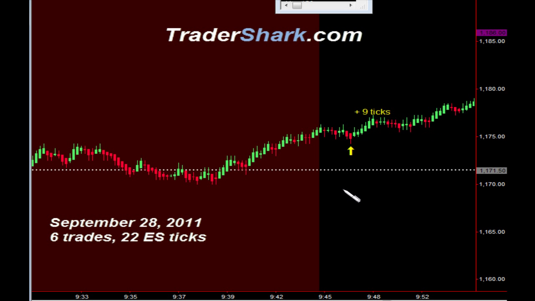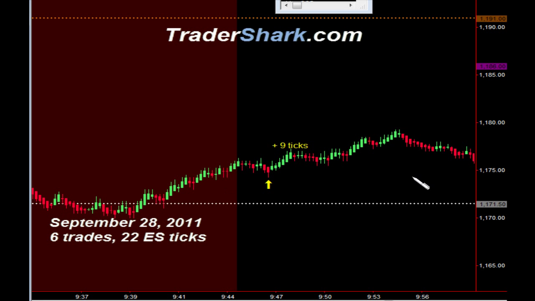Coming out of the no trade zone, we had an opportunity to get long. Target 1 and target 2 were hit for a total of 9 ticks. When they're in yellow, that simply means that we did not take the trade. In other words, the trade setup was either too fast or I didn't draw it quick enough. But it was a valid trade setup for 9 ticks.